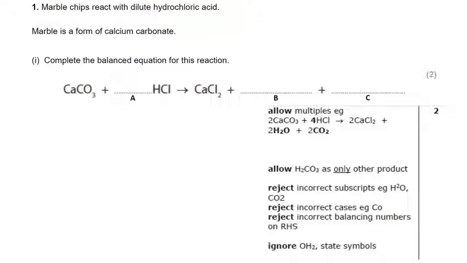Okay, question 1. Marble chips react with dilute hydrochloric acid. Marble is a form of calcium carbonate. Complete the balanced equation for this reaction. So you need to balance them. You'll have two hydrochloric acid molecules, you'll have a water molecule and carbon dioxide. So anytime you react acid with a metal carbonate, you always get a salt, water, and carbon dioxide. It does allow multiples.